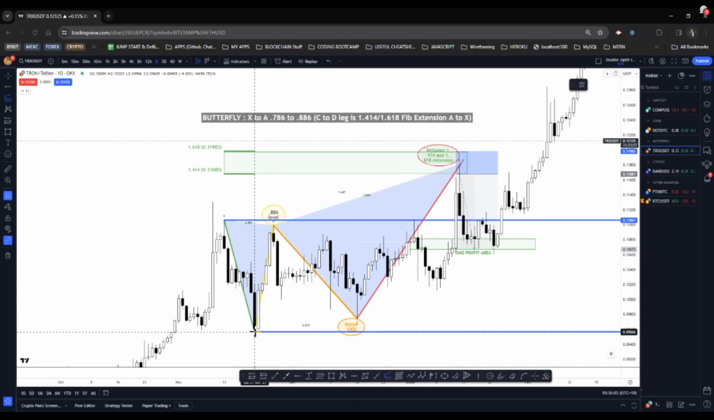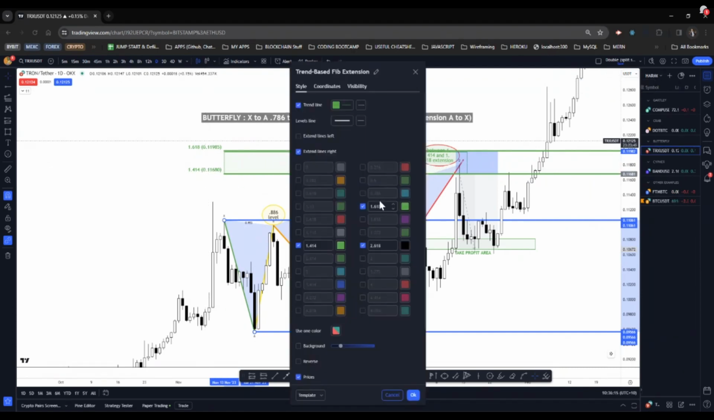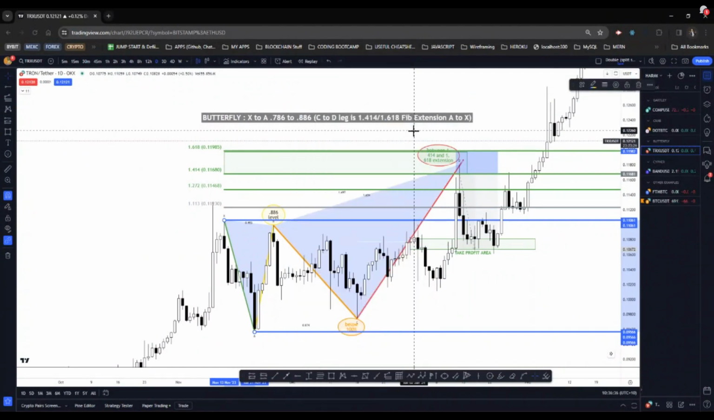The C to D leg is 1 for 1 of the A to X. So from the first one to the top to the first again, you can see I've got a 1.618 and a 1.414. In order to be a butterfly pattern, you can have 1.13 and 1.27, and that's what Google tells you. If you Google butterfly patterns, you'll see that sometimes, if not almost always, they tell you that 1.13 is a valid level and the 1.27 is a valid level. I don't take them personally. Why don't I take them?